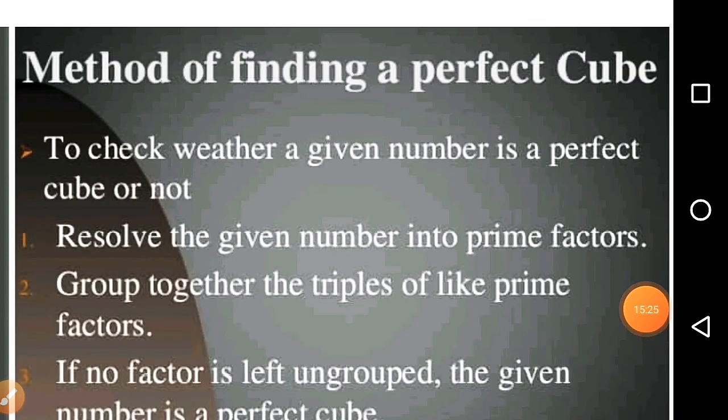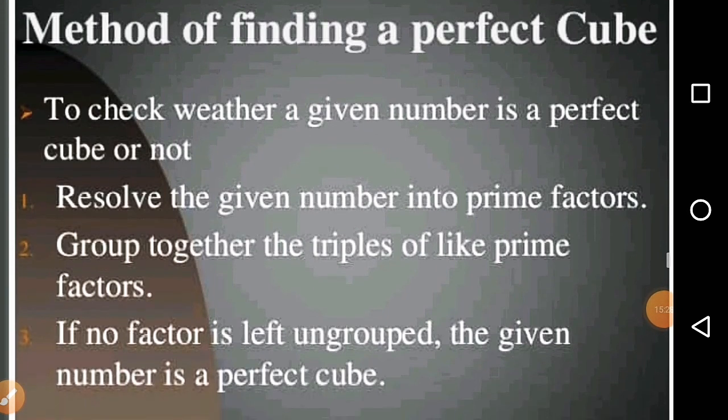So now we will see the method of finding a perfect cube. How we can find out a perfect cube. Now, in a perfect square, how did we do it by the method of prime factorization? The numbers should be in pairs, right? When we took out the factors in prime factorization, the numbers should be in pairs. Similarly here the numbers should be in triples. So that is the difference.